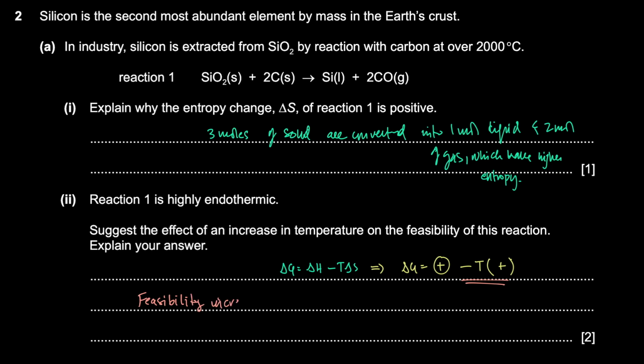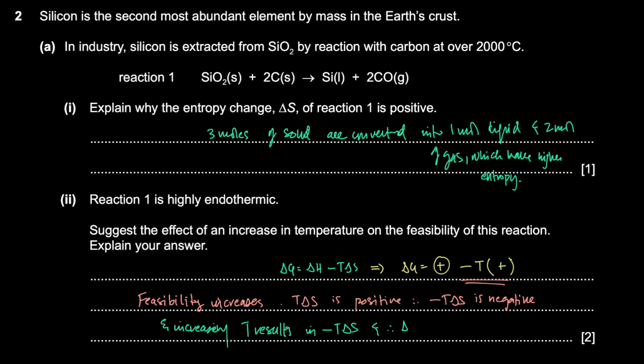And they want you to explain it in terms of the equation for delta G. The reason why is because over here T delta S is positive, therefore minus T delta S is negative. And increasing the temperature results in minus T delta S becoming more negative, and therefore delta G becoming more negative.